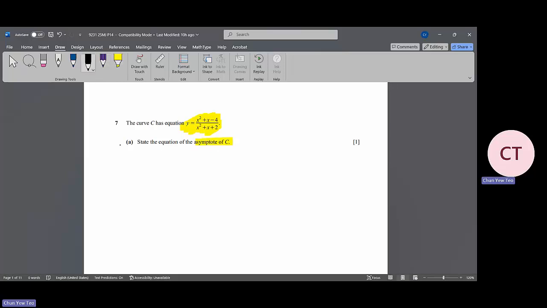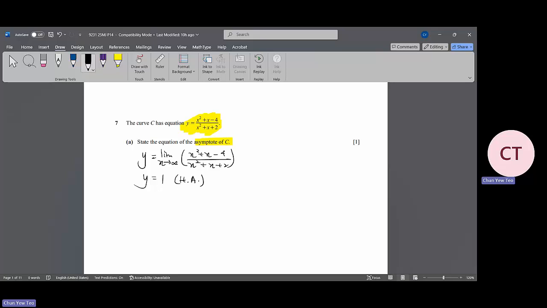Over here, we know that our horizontal asymptote will be the limit as x goes to infinity. So we write it like this: just let x approach infinity. You have x squared plus x minus 4 over x squared plus x plus 2, then you get y equal to 1. That is your horizontal asymptote.